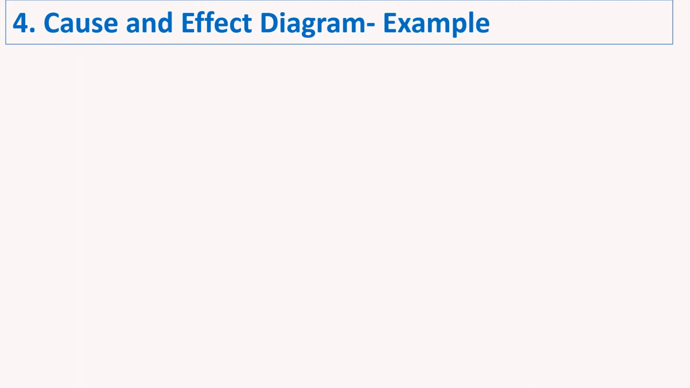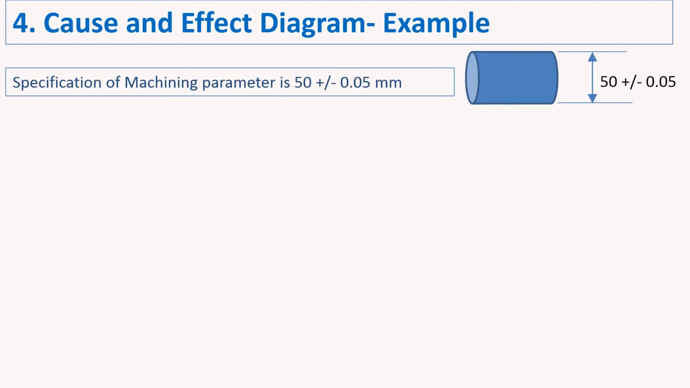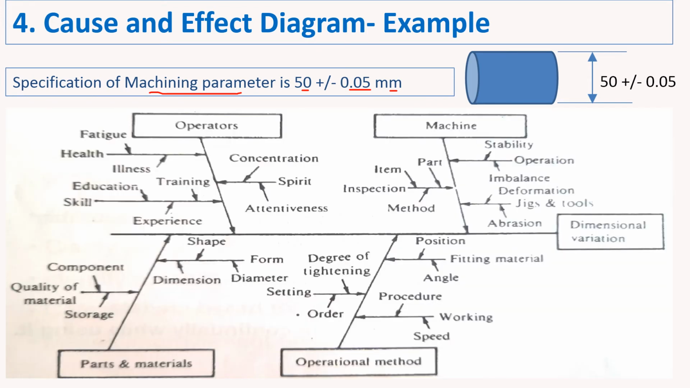Cause and effect diagram example. Let's start with an example. The specification of a machining parameter is 50 mm plus minus 0.05 mm. This is a round bar whose dimension is 50 mm. We have to draw a cause and effect diagram for this round bar. So what is the effect? The effect is dimensional variation in a round bar. Then what are the causes? There are operator causes, machine causes, material causes and method causes. These are the four major causes.